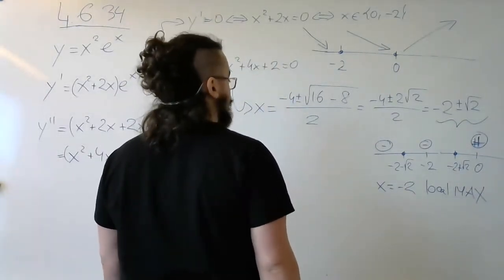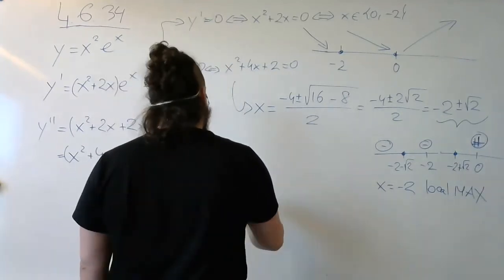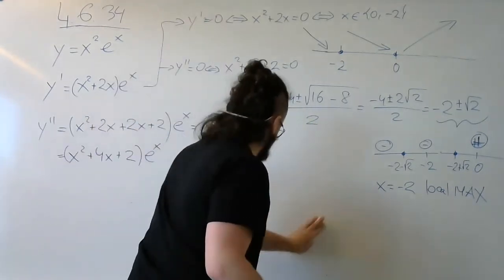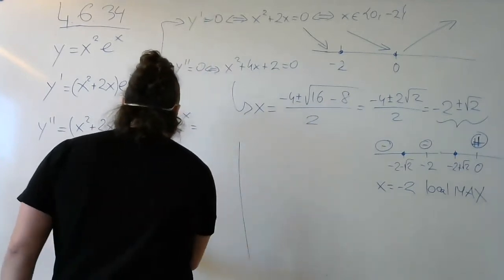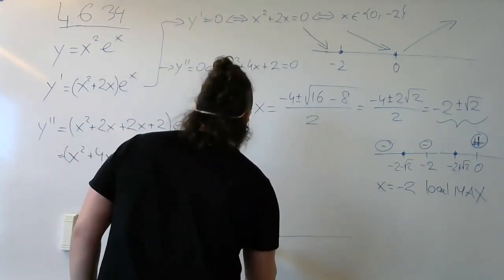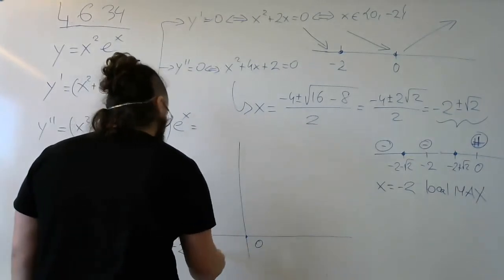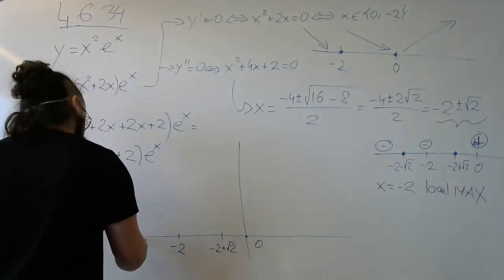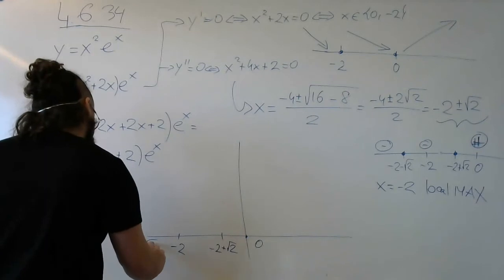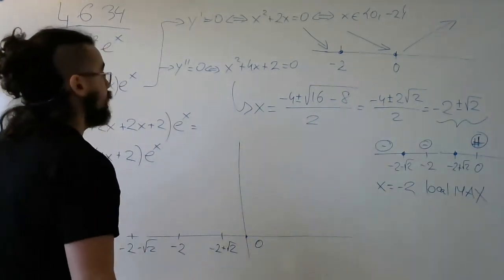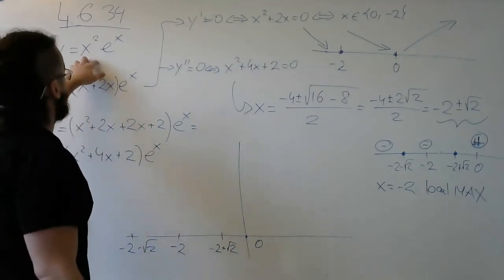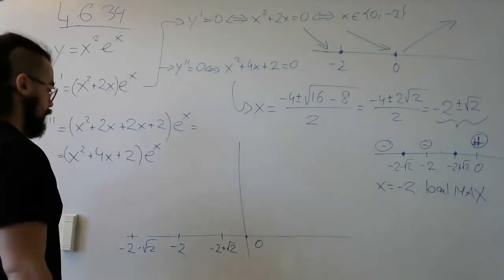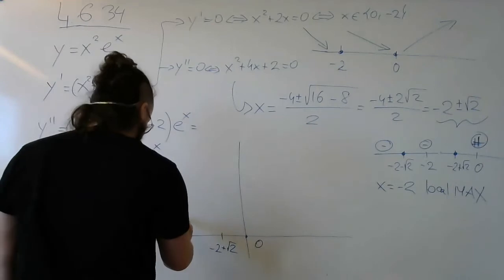So we are already kind of in a position to talk about this function. Let's draw the x-axis a little bit lower. This is 0. This is -2. This is -2 plus a square root of 2. This is -2 minus a square root of 2. And now f of -2 is 4 in power -4, which is somewhere here.